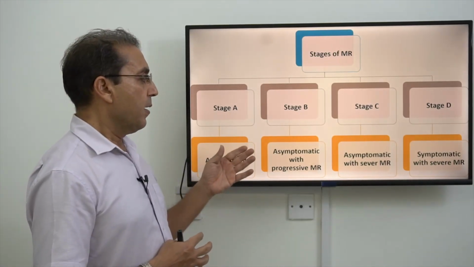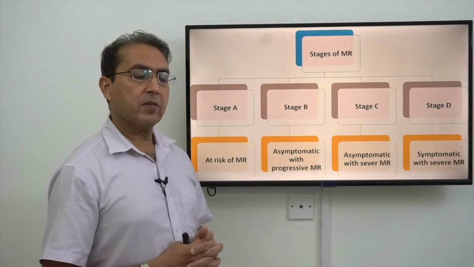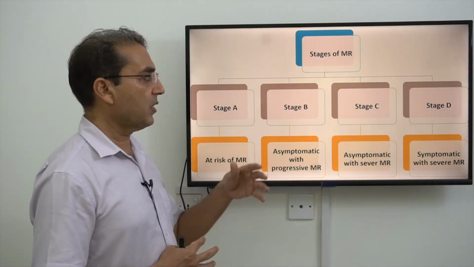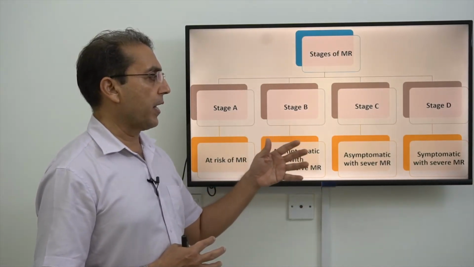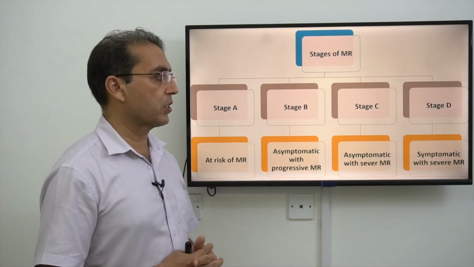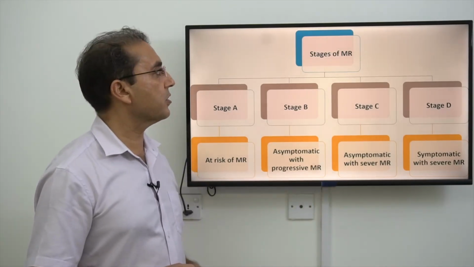Then stage B, patients have asymptomatic MR which is progressive in nature. Serial echo shows that this is increasing. Stage C is patients who are asymptomatic with severe mitral regurgitation. And then stage D is patients who are symptomatic with severe mitral regurgitation.